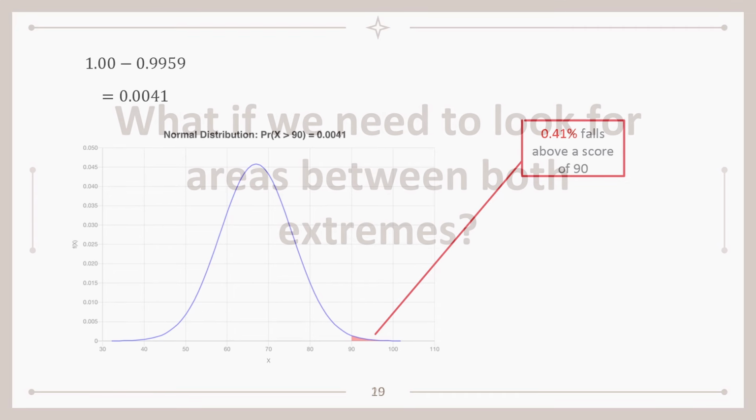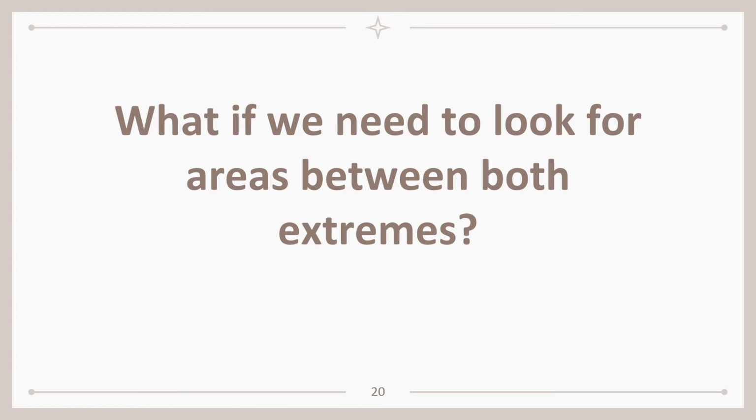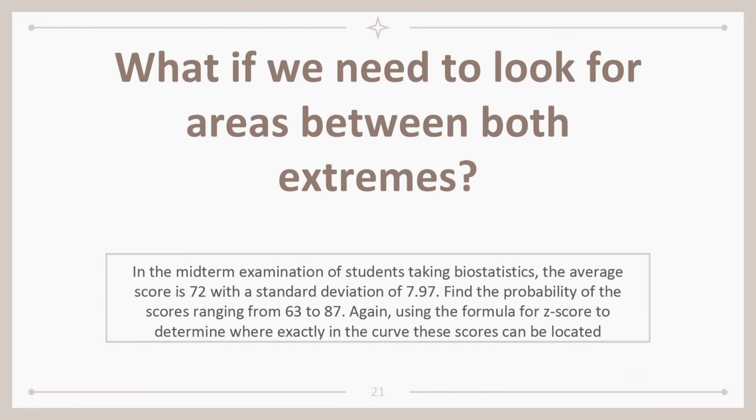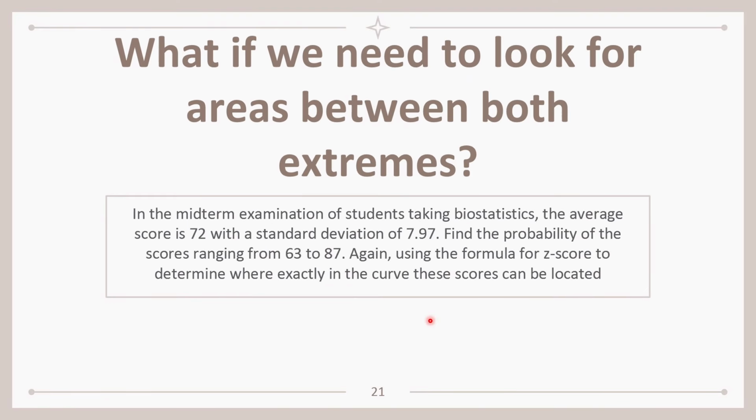Next, we have, what if we need to look for areas between both extremes? So what we're looking for this time is the area between the two extremes, so between the left and the right tail. So let's have another sample problem. Okay, so in the midterm examination of students taking biostatistics, the average score is 72 with a standard deviation of 7.97. So find the probability of the scores ranging from 63 to 87, again using the formula for z-score to determine where exactly in the curve these scores can be located.